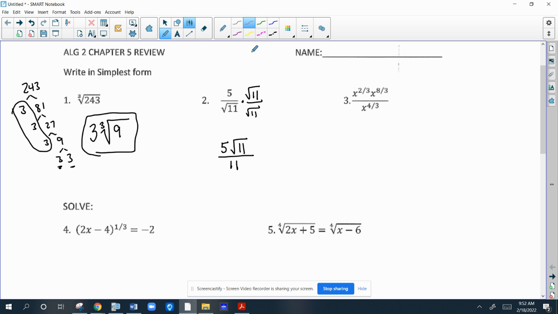The third one, we're going to use properties of exponents. If you're multiplying exponents with the same base, in this case, the same base is x, you add the exponents. And when you're dividing, you subtract exponents. And if you have any negative exponents, they should go to the top or bottom where they're not. So we don't have that situation. I'm just going to do the top first. X to the 2/3 times x to the 8/3 would be x to the 2/3 plus 8/3, which is 10/3.